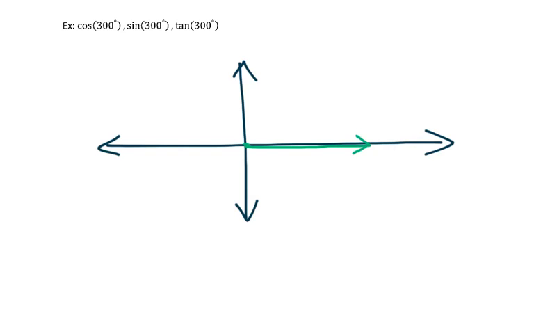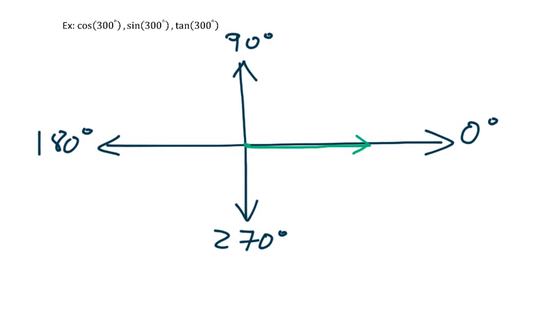So we have this. Again, we have 0 degrees here, we have 90 degrees here, here's 180 degrees, 270 degrees.